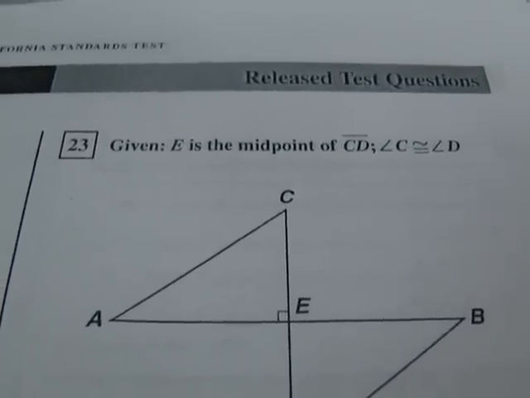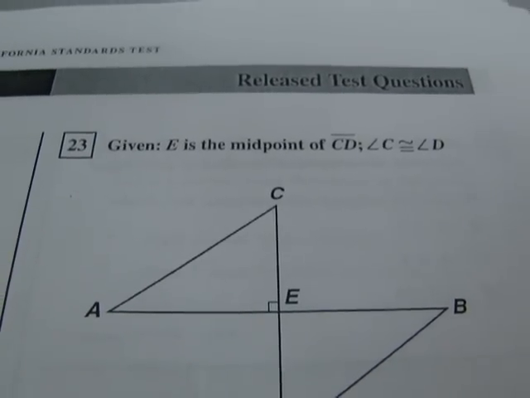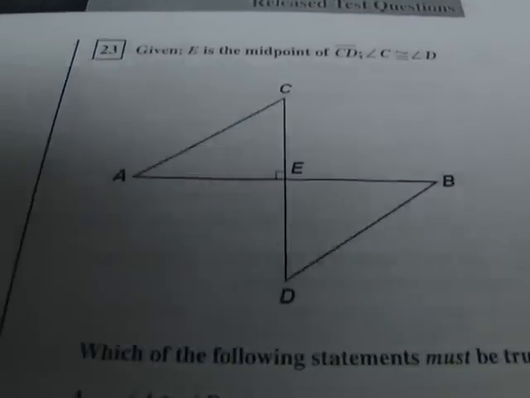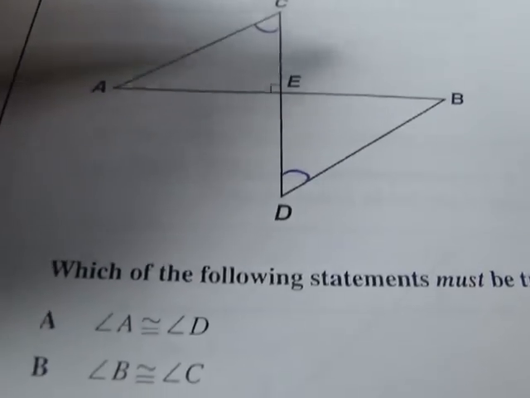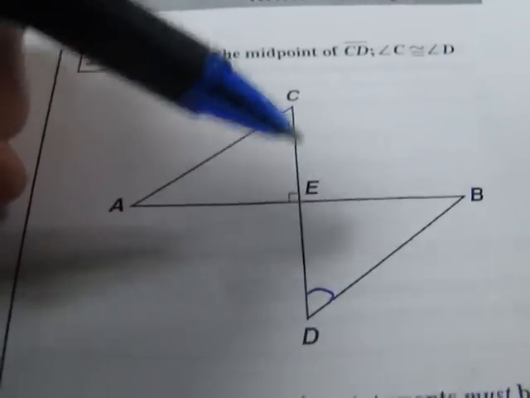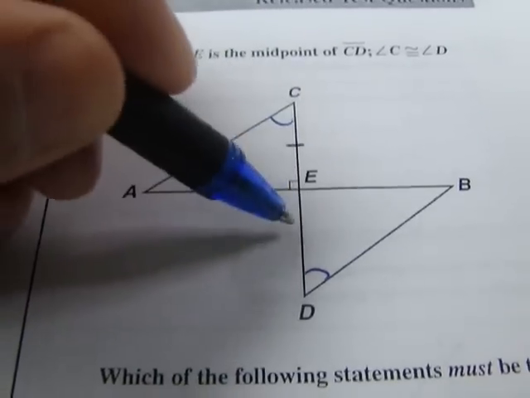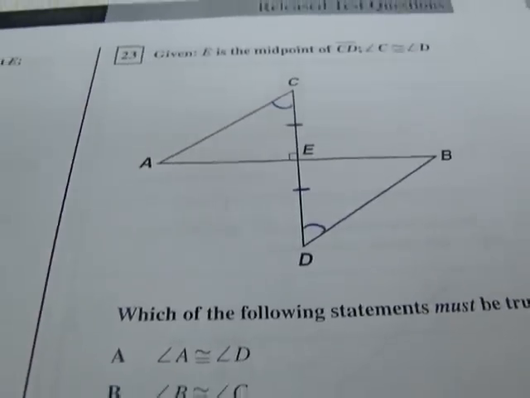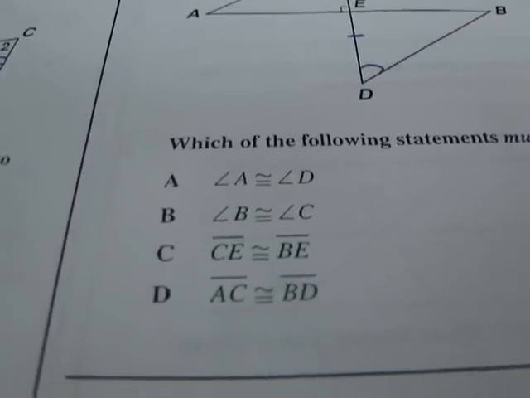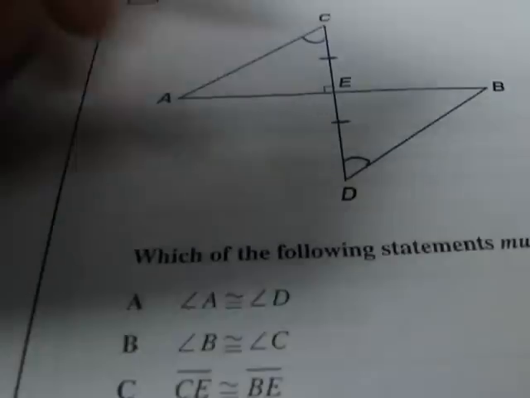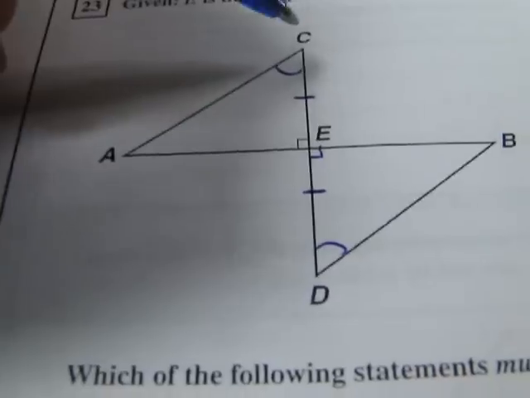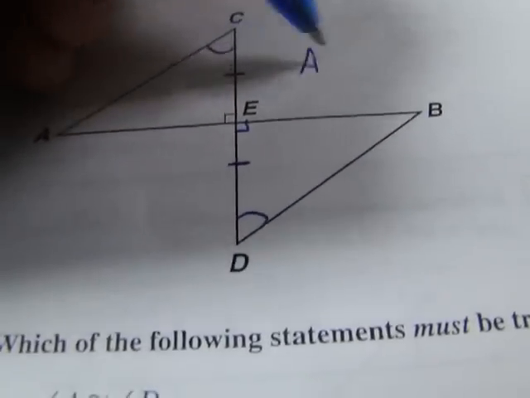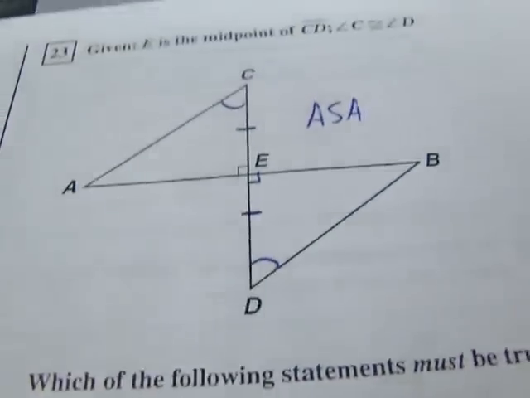Given E is the midpoint of CD, and C is congruent to D. So let's see. C is congruent to D, and E is the midpoint. If it's the midpoint, it means it cuts this segment exactly in half, which means that this is going to be congruent to this. So this is known information. On top of that, we have the 90-degree angle here, 90-degree angle here. So what we've got is angle, side, angle congruence. That means that these two triangles are congruent.